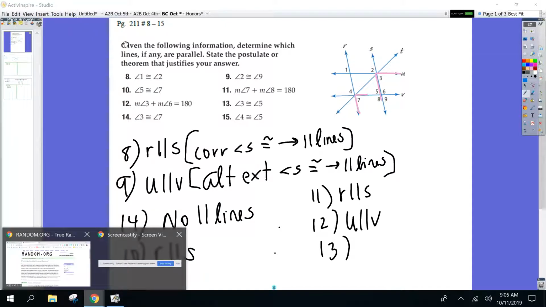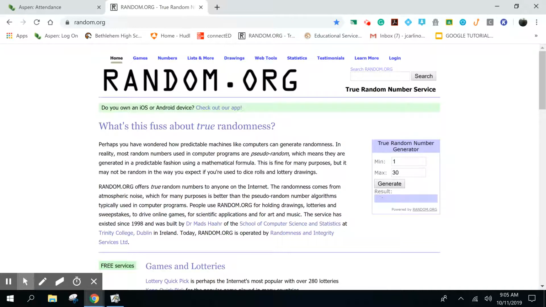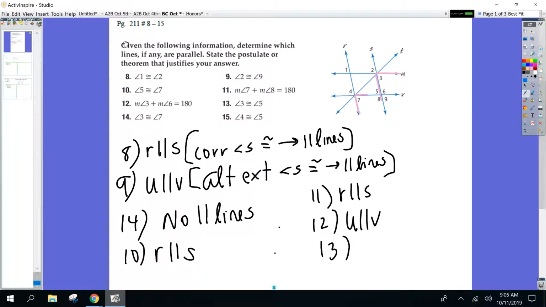Do I have any parallel lines? 24. Nope. How about 9? Say that again. U is parallel to V. What type of angles were those? Congruent, imply parallel lines. We already went over 14.